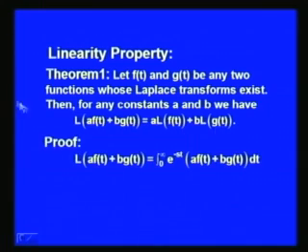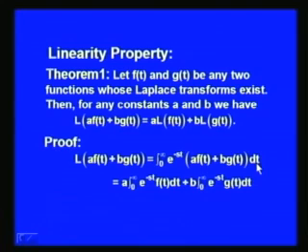Let us look at the proof of this theorem. We can write L of a f(t) plus b g(t), by definition of the Laplace transform, as the integral 0 to infinity e to the power minus st into a f(t) plus b g(t) dt, which will be equal to a times the integral 0 to infinity e to the power minus st f(t) dt plus b times the integral 0 to infinity e to the power minus st into g(t) dt, and which is equal to a times the Laplace transform of f(t) plus b times the Laplace transform of g(t).